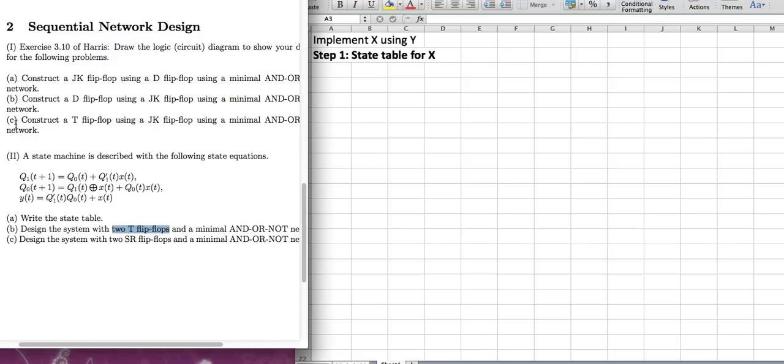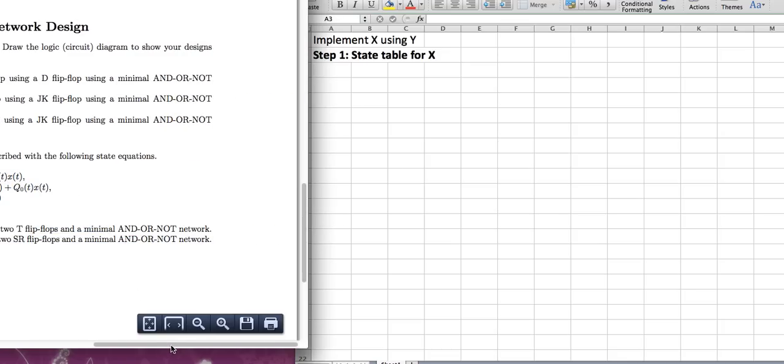So I'm going to go over exercise 4, problem 2, part B. This question asks us to implement this system using two T flip-flops. So it falls under the implement X using Y problem. So what is X in this case? X is the system that we have right here because it's telling us to implement the system using two T flip-flops. So Y is the two T flip-flops and X is the system.